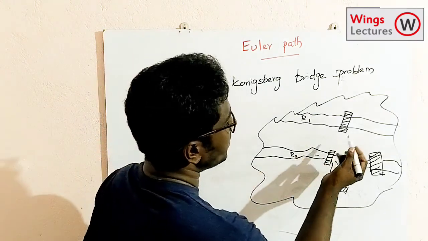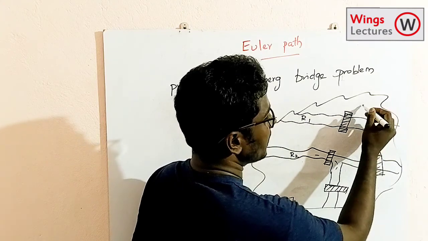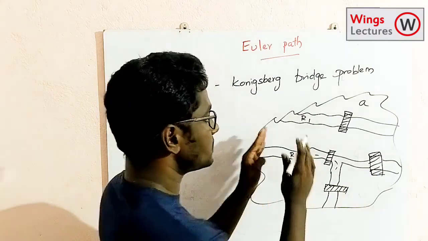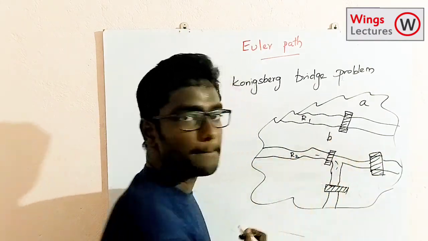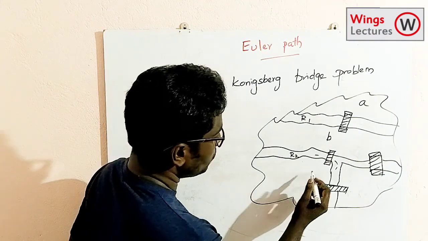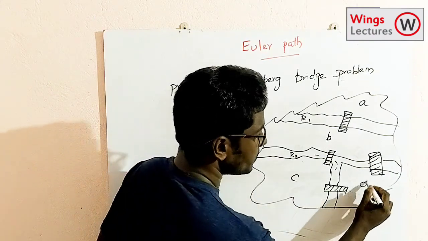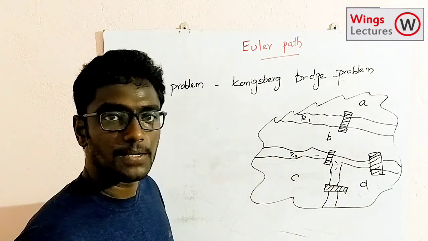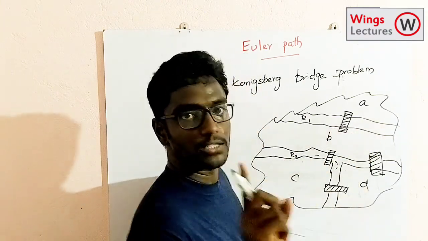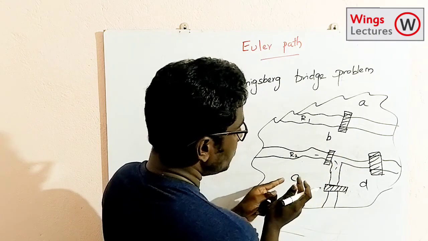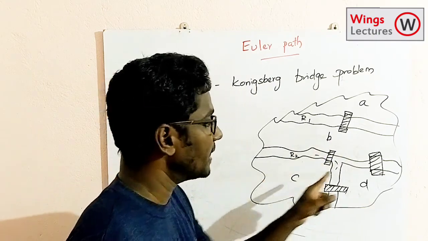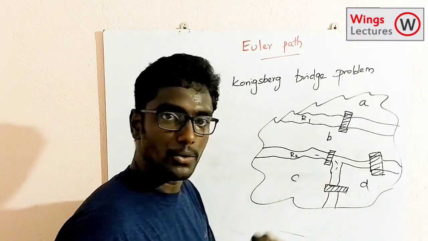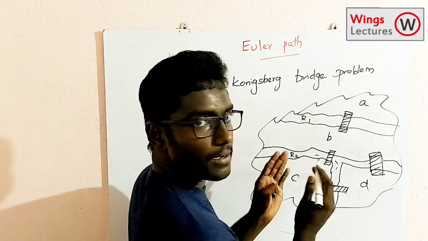See, here I am going to consider this area as A. Here it's a single region, right? I'm going to take this region as B, this region as C, and this region as D. So let us consider these bridges as edges. From A to B there is one edge, and from B to C and D we have separate edges, and for C to D we have a separate edge, which means a bridge. So from this we can make a graph.